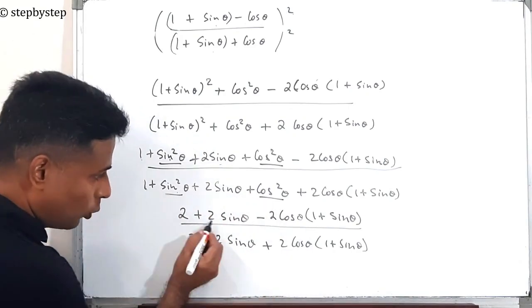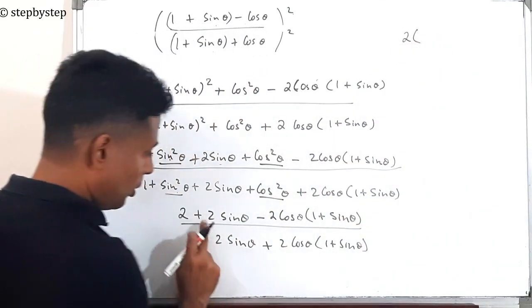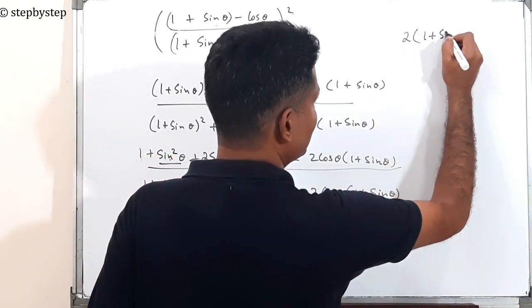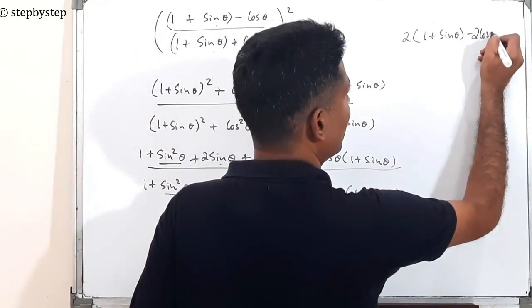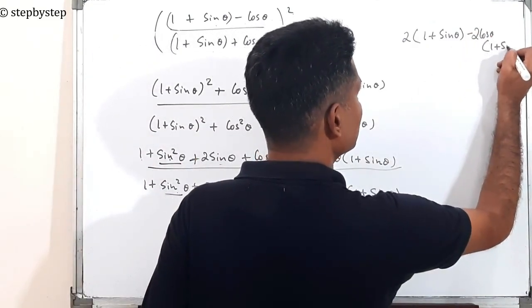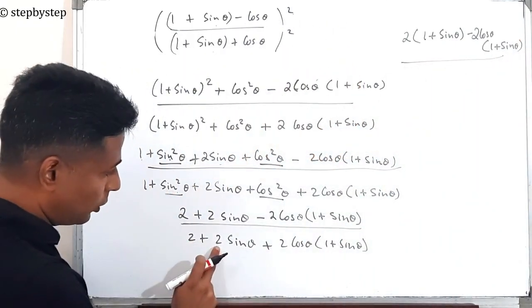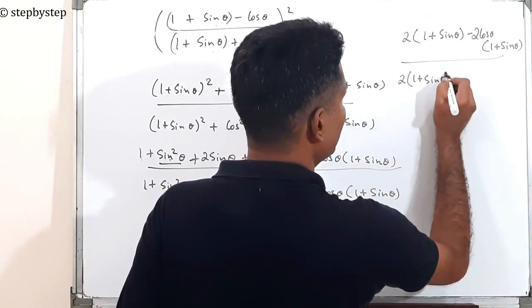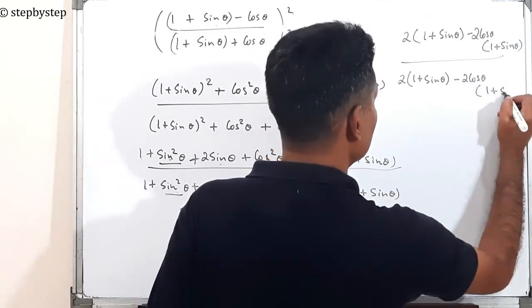Now I can take 2 common here. So what will I get? 2 into 1 will remain here, and sine theta will remain here. 1 plus sine theta minus 2 cos theta into 1 plus sine theta. This is what I get. And below again I can take this 2 common. So I get 2 into 1 plus sine theta minus 2 cos theta into 1 plus sine theta.